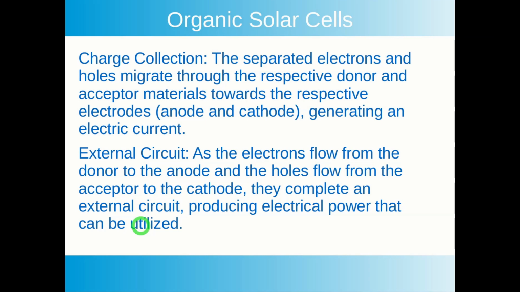Charge collection is the process where the separated electrons and holes migrate through the respective donor and acceptor materials toward the respective electrodes, which are the anode and the cathode, through which the electrical current is generated. This process is called charge collection.